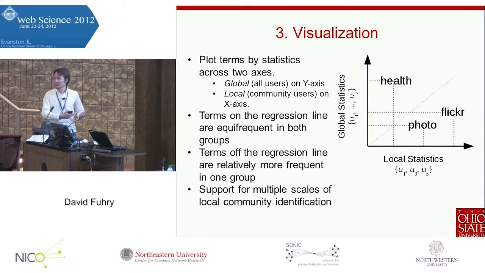So these, we say, can sort of define the community and how it's different from the social network as a whole, whereas this community does not talk about health as much, relatively speaking, because it's much more frequent globally than locally. So we can imagine this blue line is a regression line, a best fit.